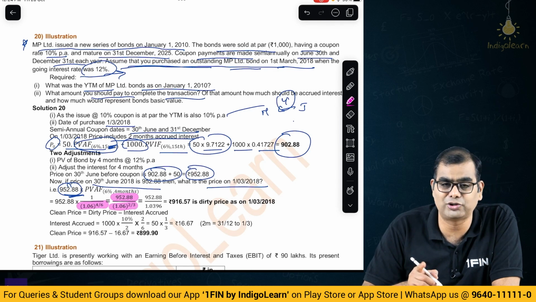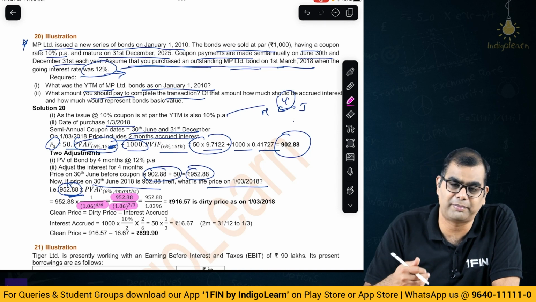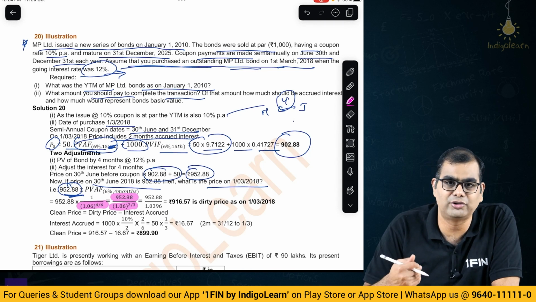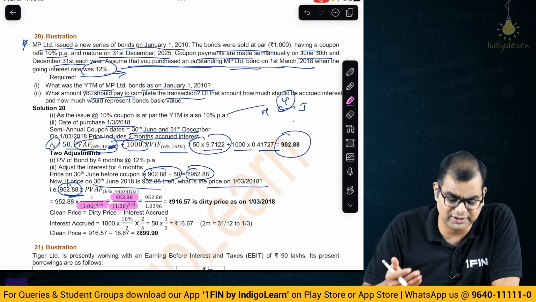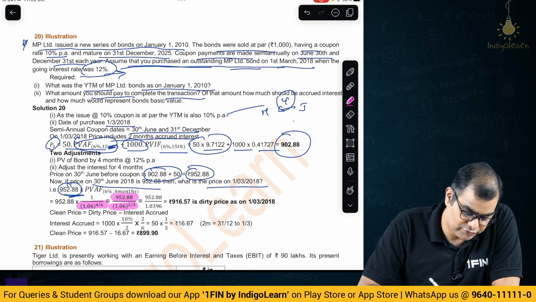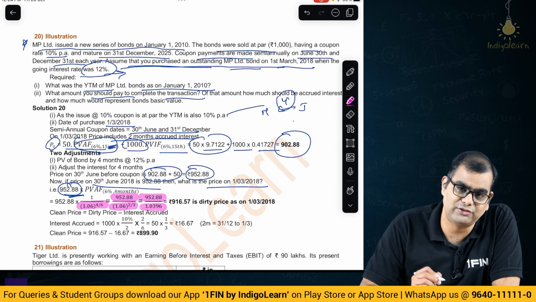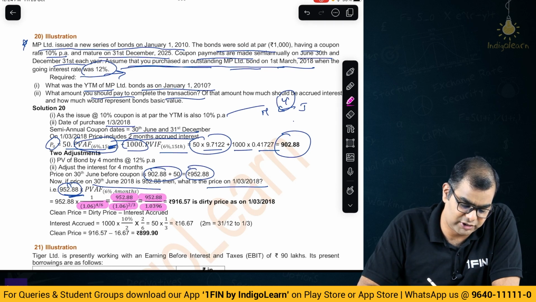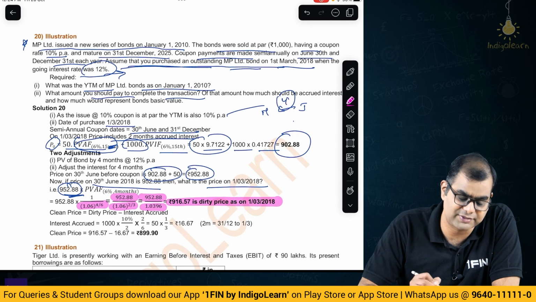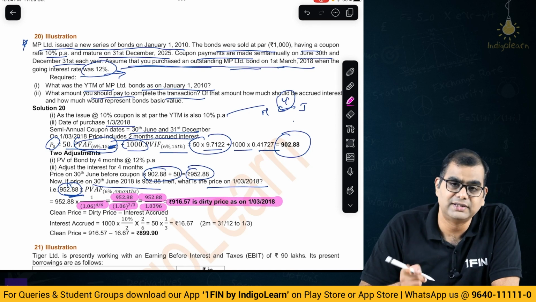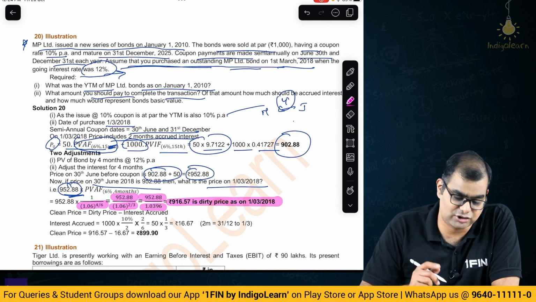Now, when you have to compute power 2 by 3, I just showed you in the previous problem how you compute an exponent value. The same thing can be applied here also. So you find a value which comes to 1.0396. So that is the present value factor. So you divide 952 by 1.0396, you get 916.57, which is the dirty price. This is the dirty price. It actually includes the interest also.